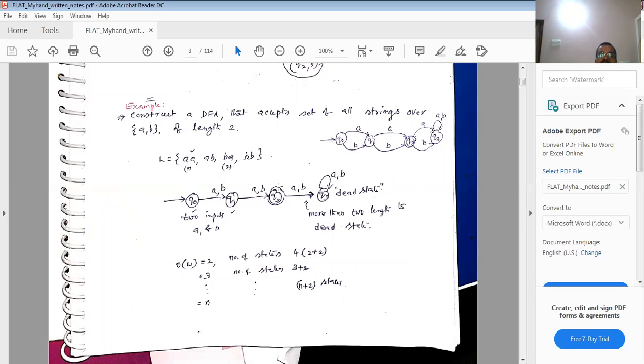Right now, it is a DFA for accepting strings of length 2. It is not only valid for a, b, the same diagram works for 0, 1. Same diagram: 0, 1 on each arrow. The strings are 0 0, 0 1, 1 0, 1 1. So you can write 0, 1 on each arrow. That's it.